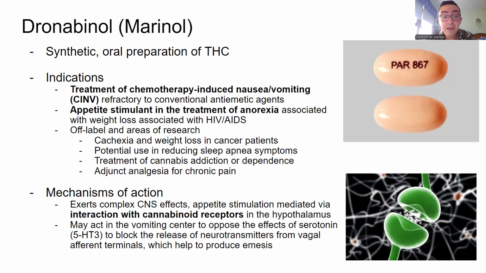As far as its mechanism of action, it has complex effects on the central nervous system. Appetite stimulation is mediated via interaction with cannabinoid receptors in the hypothalamus. And we know it definitely acts in some way on the vomiting center in the brain to block the release of neurotransmitters from the vagal afferent terminals, and that ultimately helps to reduce emesis by affecting the terminals, which otherwise, when activated, produce emesis.